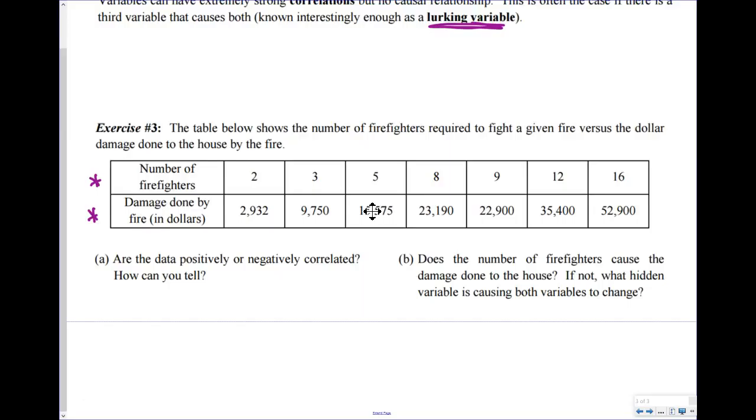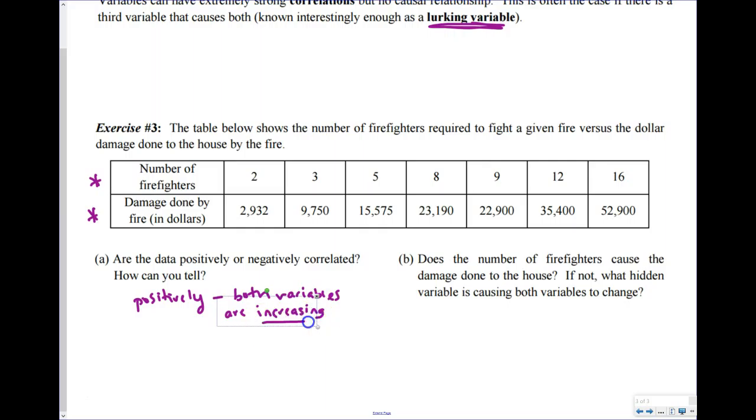So what's happening here? Well, first of all, is this data positively or negatively correlated? This data is definitely positively correlated. I can tell that because both variables are increasing. Okay? They're both going up. Firefighters are going up and the damage is going up. So this is a positive correlation, and I can tell because they're both increasing.